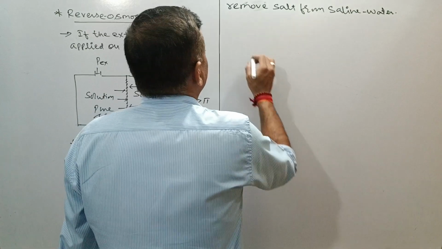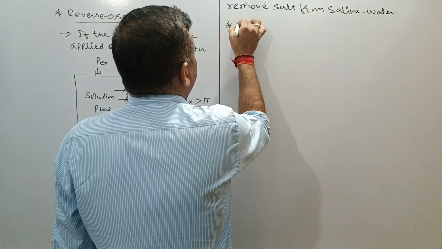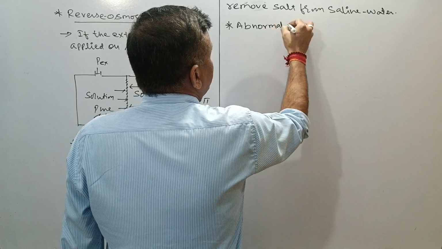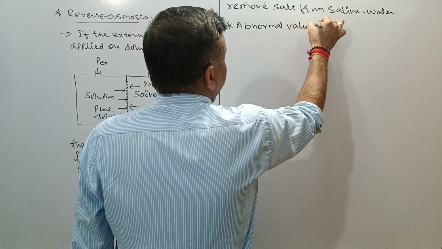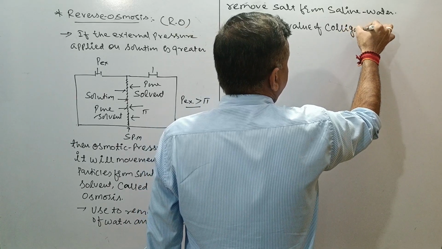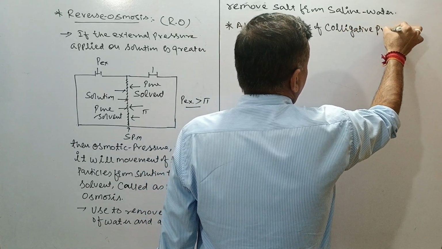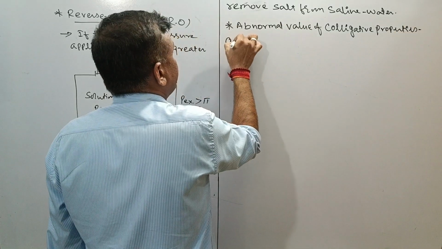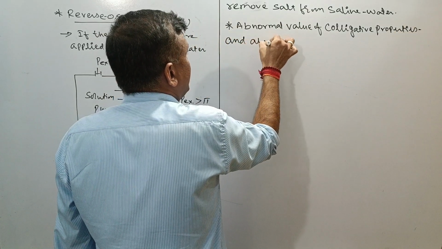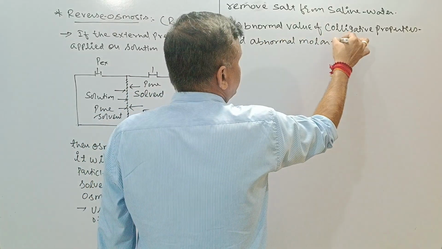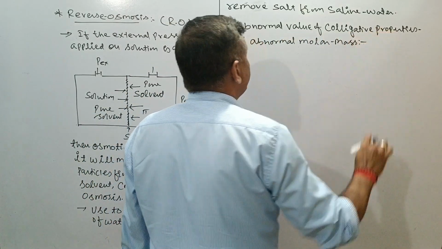If we go further, then there is a very important topic called abnormal values of colligative properties and abnormal molar mass. This is a very important topic.